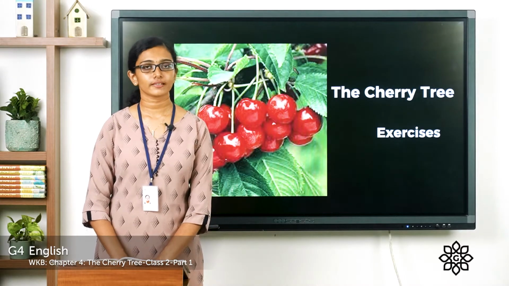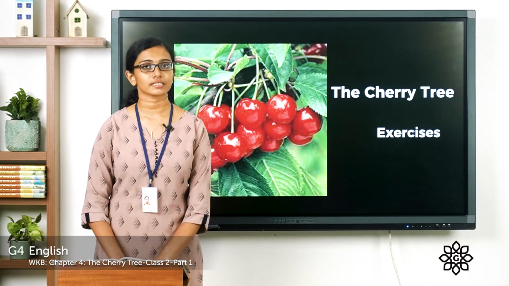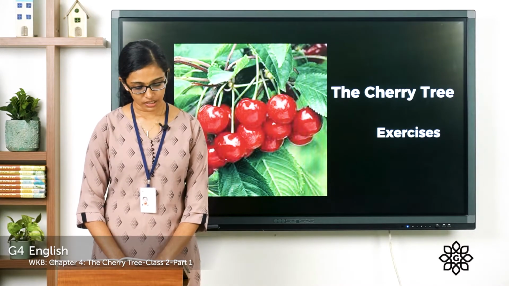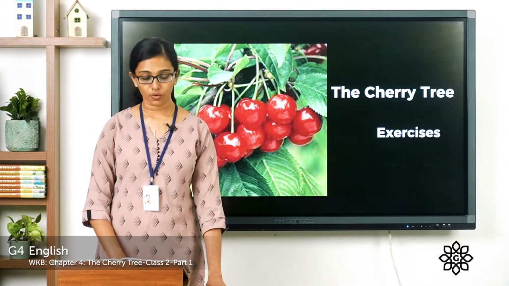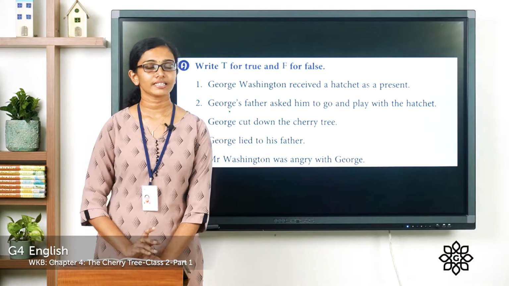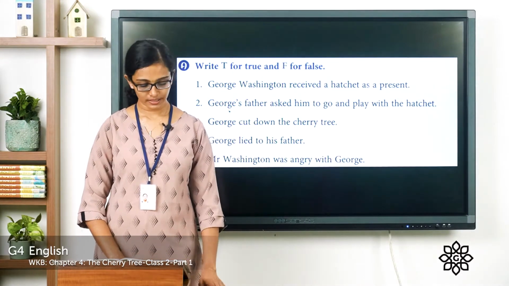So I hope you have read the story. Now let's move on to the exercises. The first set of questions. Write T for true and F for false. You can pause the video, finish the activity and come back. Hope you are done with that. Now let's look at the correct answers.